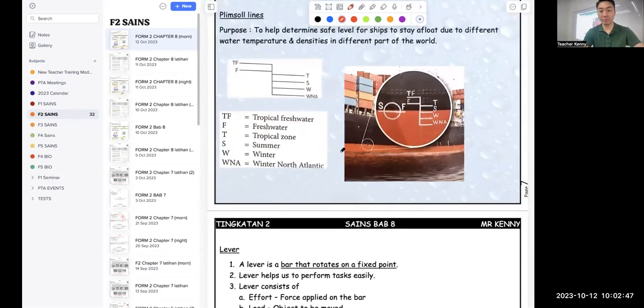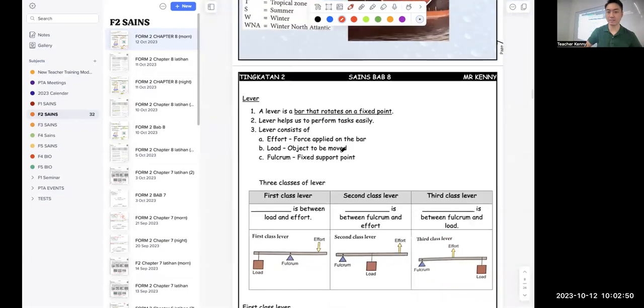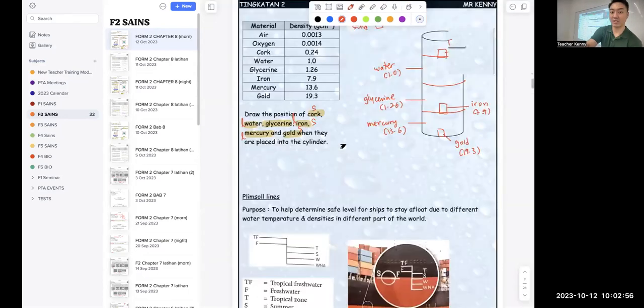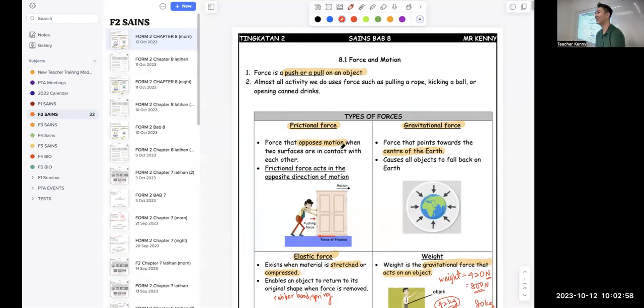So, now let's continue chapter 8, today's class. Again, what's the main title of this chapter? This chapter is all about that one word, the F word. What's the F word? Force. Okay, so what's the meaning of force? Force is a push or a pull, right? So this chapter is all about what can we do with a push or a pull.